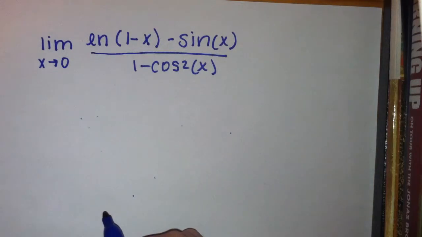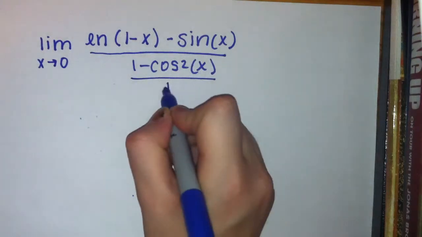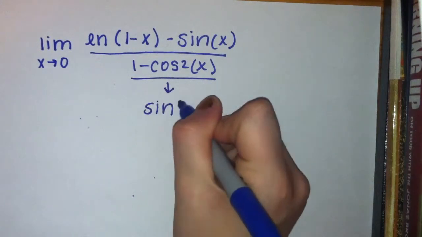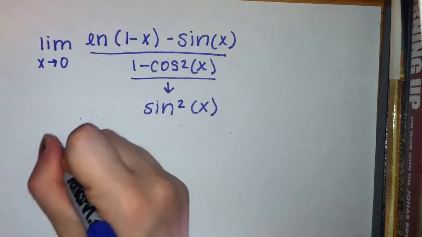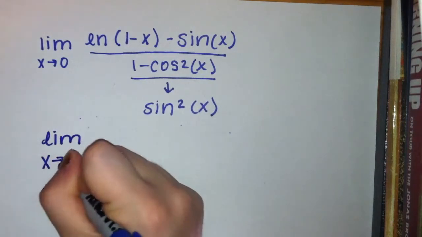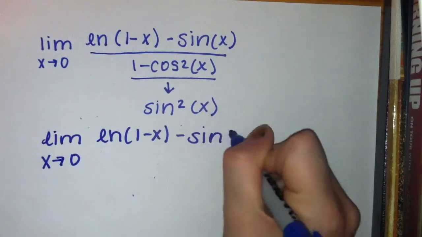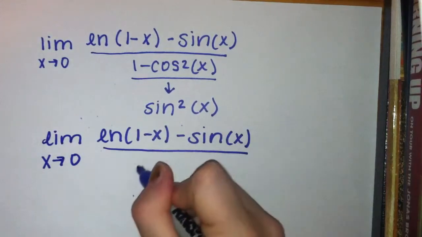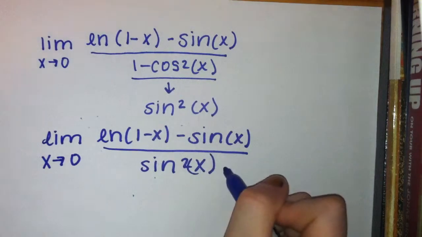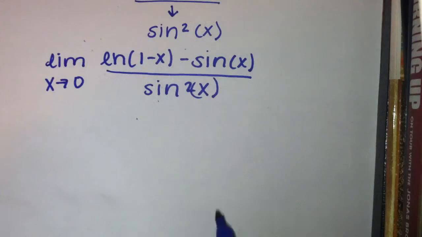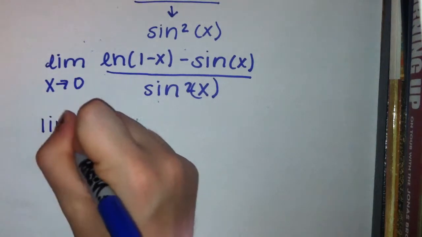Now let's look at the equation that Katie Heron had to solve at our Math League competition. On the bottom, we can use the trig identities to simplify this to sine squared of x. Now we can rewrite the limit to equal the natural log of 1 minus x minus sine of x over sine x squared. Now that we have a simplified version, we can rewrite the limit using L'Hopital's rule.